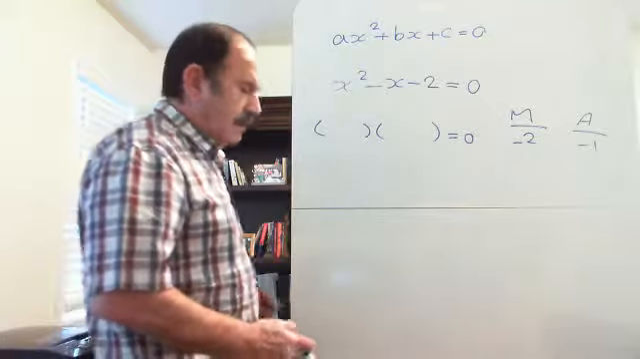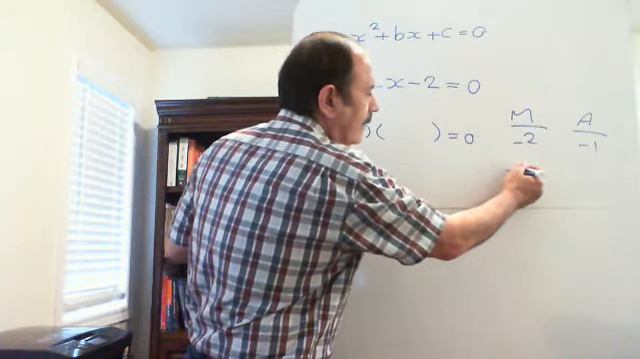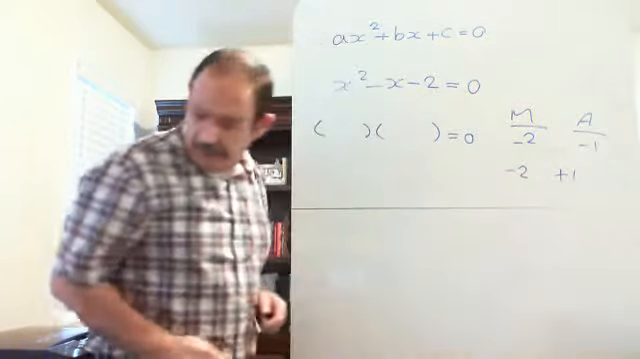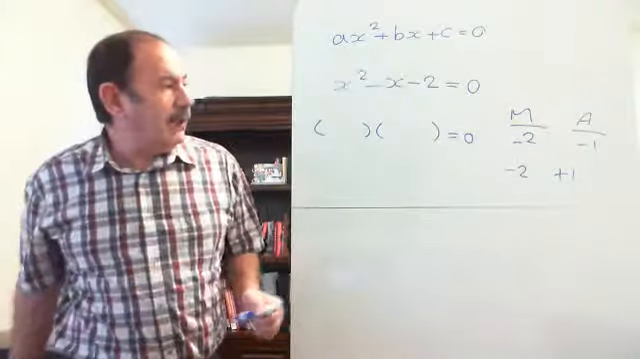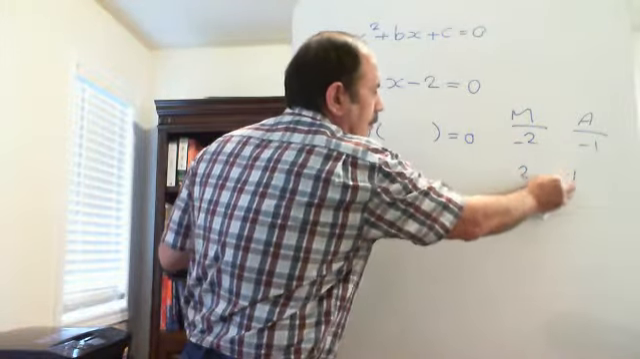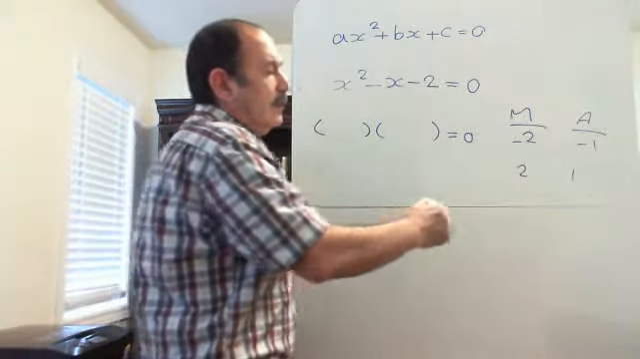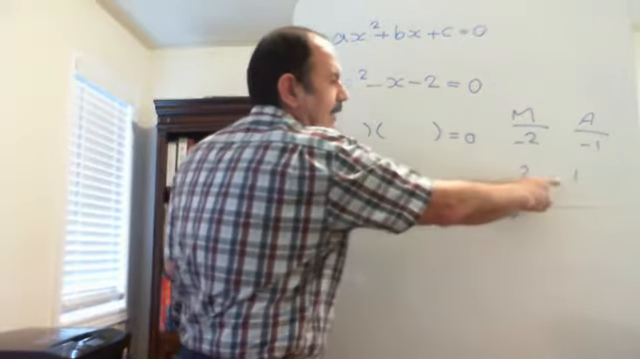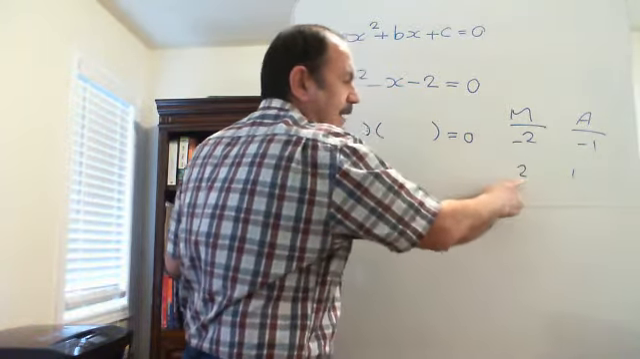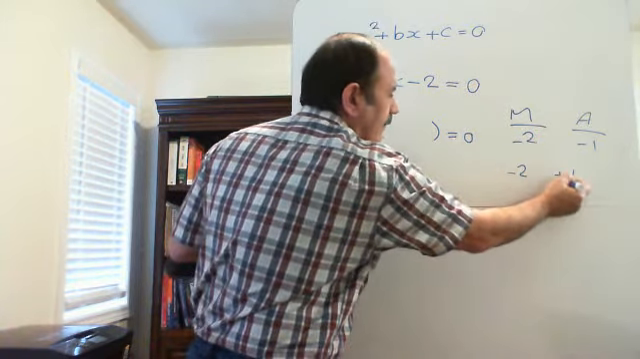What are those numbers? Is it negative 1, negative 2, and positive 1? Sorry, those numbers are 2 and 1, because 2 times 1 is going to be 2. But because this sign is negative, they should have different signs, and because the sign of addition is negative, the bigger absolute value, or bigger number, should be negative. So negative 2, positive 1.